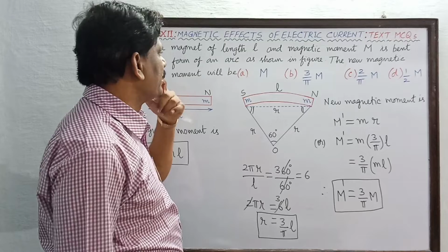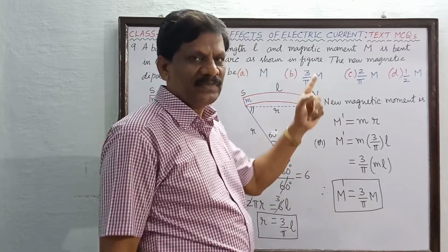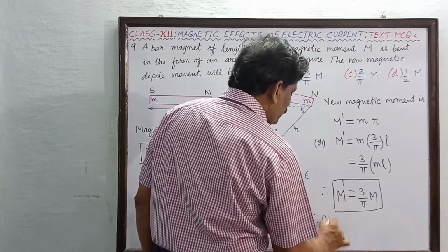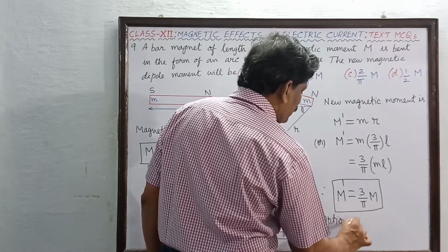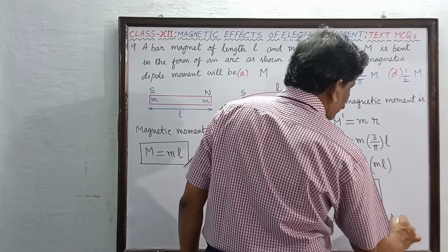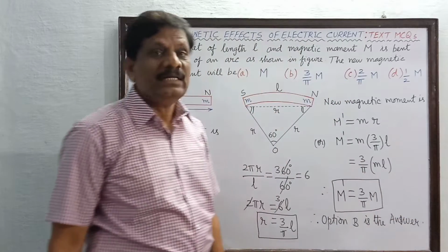So which is the option? Let us see now. Option B is 3 by pi times M. That is the right answer. Therefore, option B is the right answer. So this is a very simple problem, but a very interesting problem.